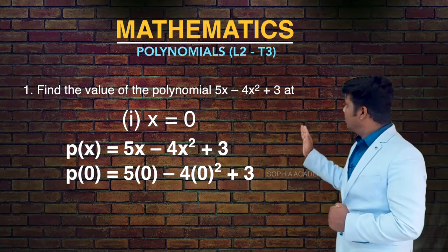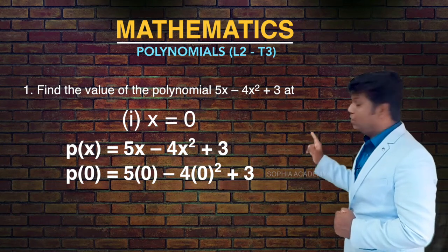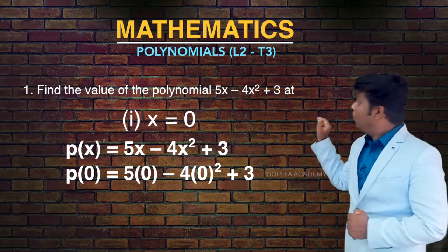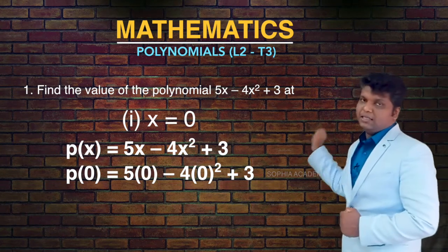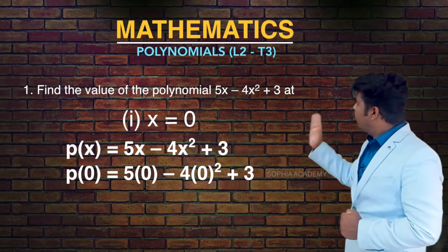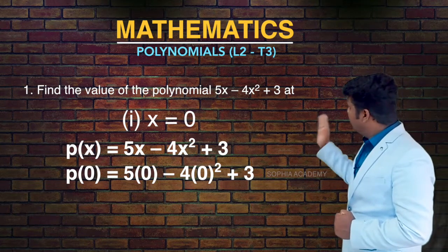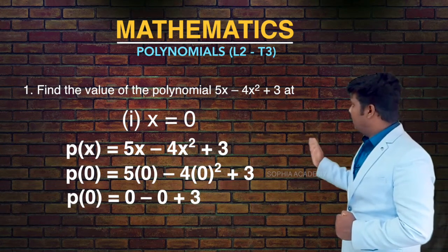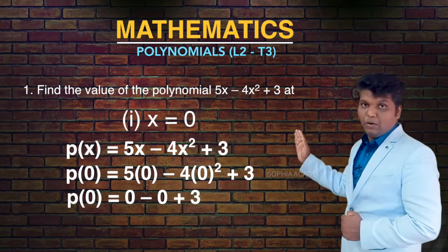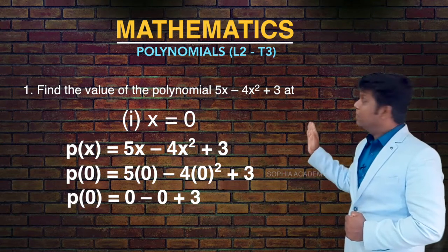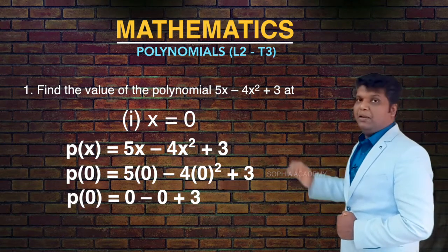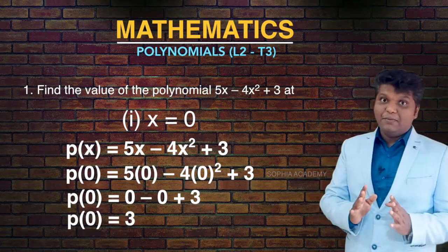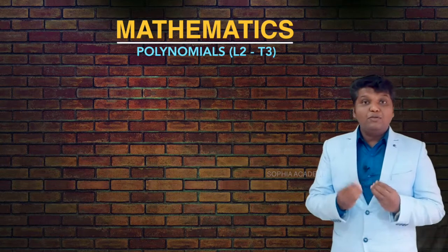So 5 into 0 minus 4 into, then you can see x squared. So instead of x, we will put 0. So 4 into 0 square plus 3. That is equal to 5 into 0 minus 4 into 0 square. It is again 0. So 4 into 0 plus 3. That is equal to 5 into 0 is 0 and 4 into 0 is also 0. So 0 minus 0 plus 3. Finally, you got the answer as 3. Is that clear?